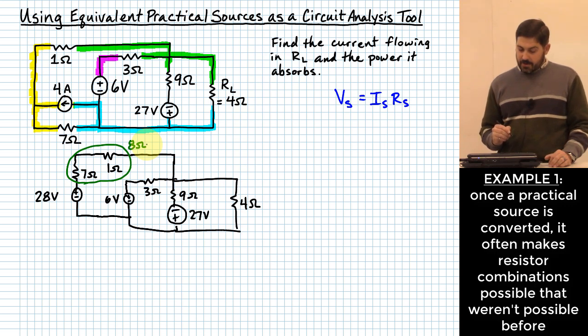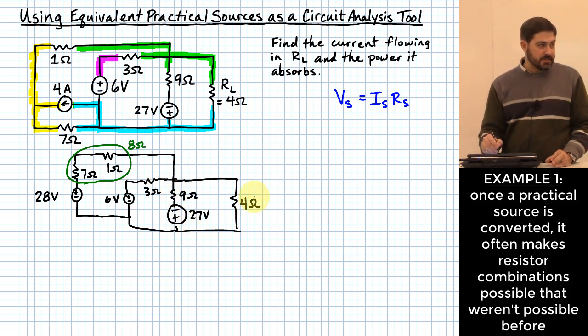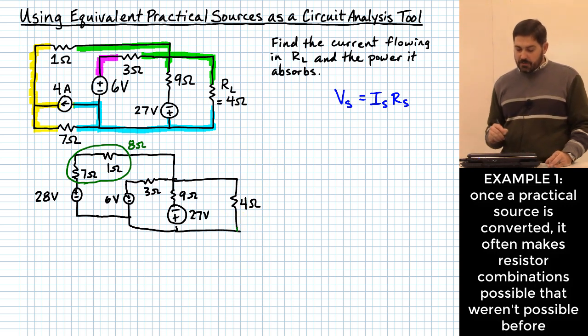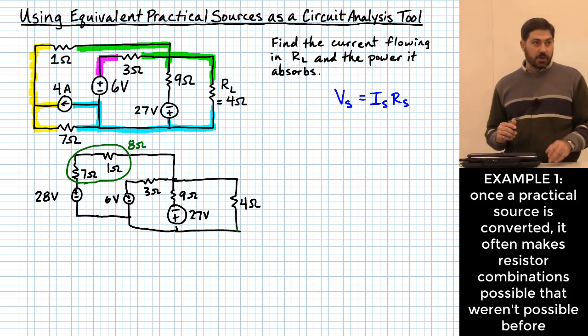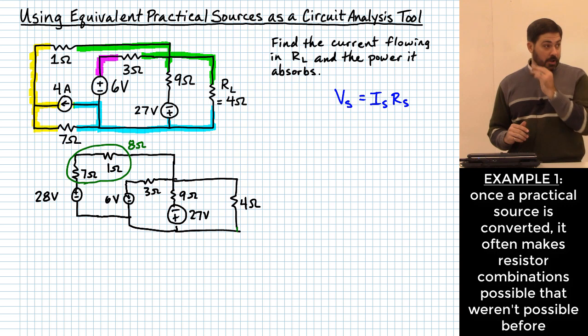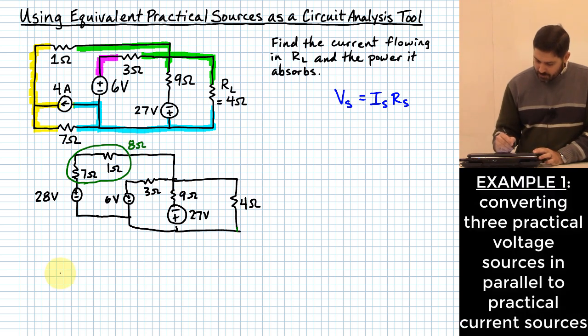Now, it looks to me like we've got 3 practical voltage sources that are all in parallel with one another, feeding a 4 ohm resistance. How do you feel about converting all of those practical voltage sources into practical current sources and keeping them all in parallel? Does that sound like a plan? How do I do that?